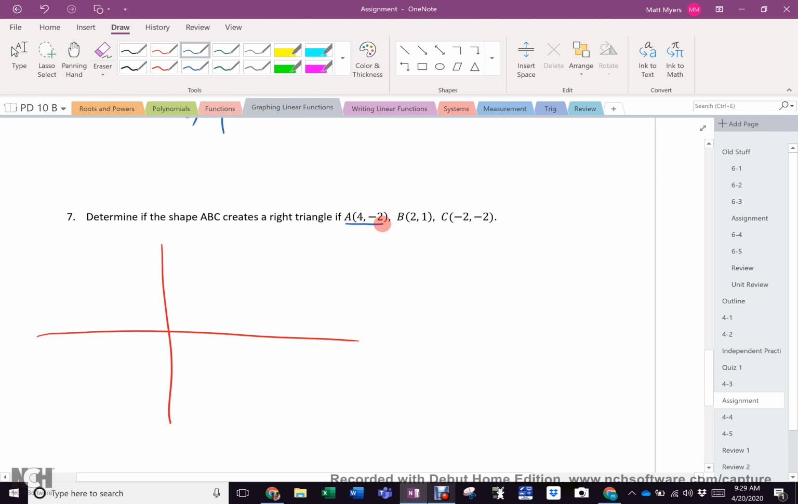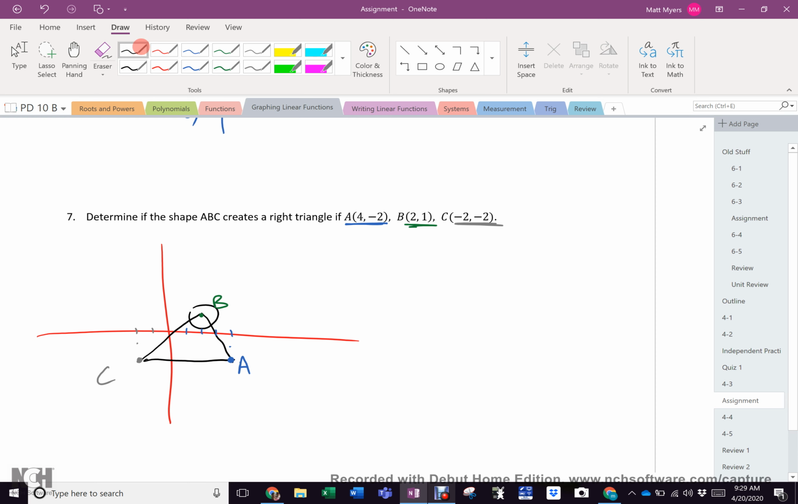So A we'll do in blue. 1, 2, 3, 4. 1, 2. There's A. B we'll do in green. 1, 2, up 1. There's B. And C we'll do in gray. Negative 1, negative 2, down 1, 2. So there is my triangle. The only possibility is right there.